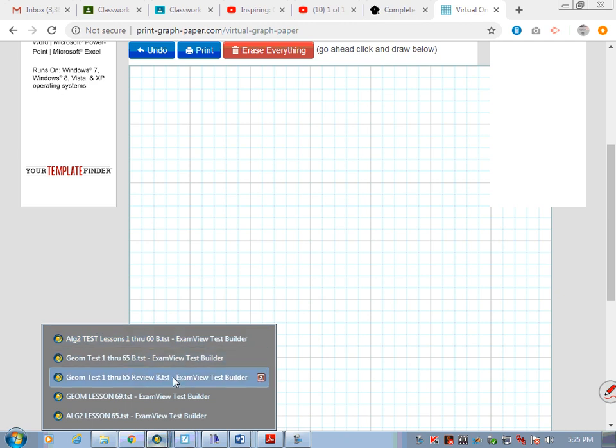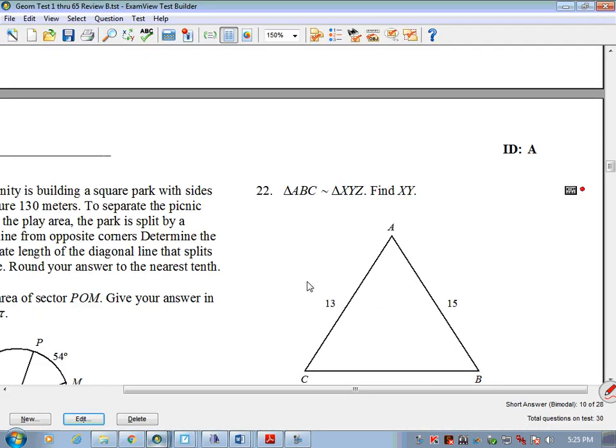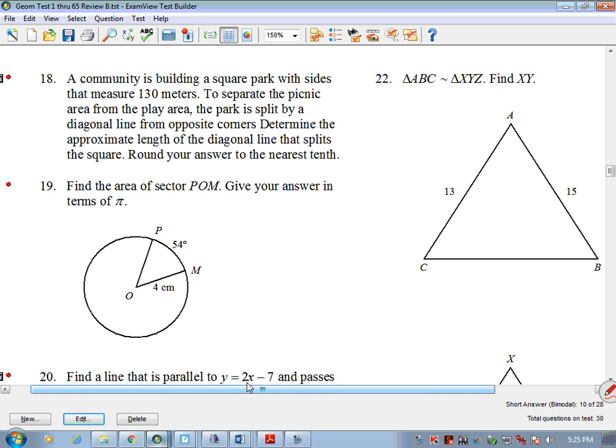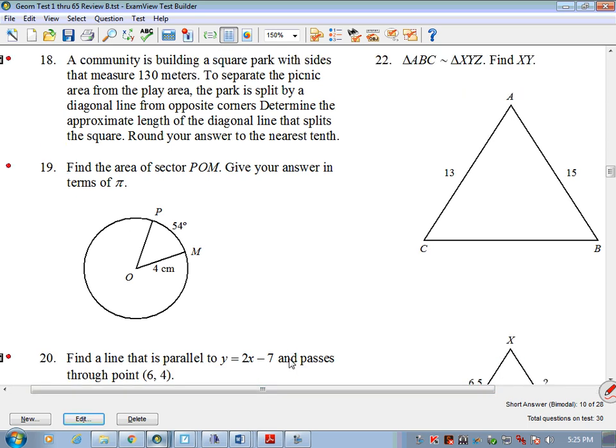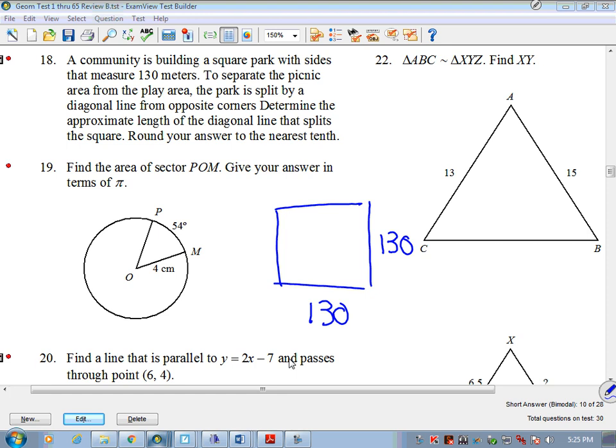Let me get back to this guy. 18. Let's see, we've got a community park building. It's square, that's important, with sides that measure 130 meters. So let's draw a square. 130 meters, 130 meters. They're all 130 meters. To separate this picnic area from the play area, it's split by a diagonal line. And we want to know what is the length of that diagonal line.